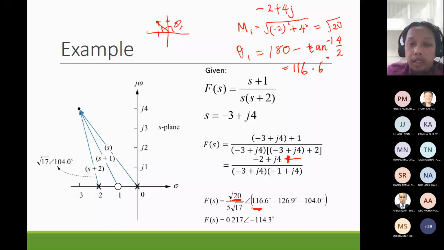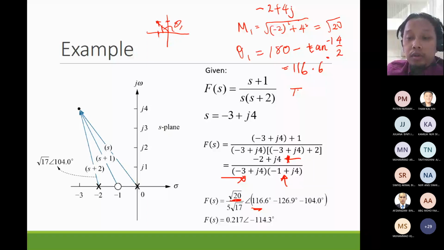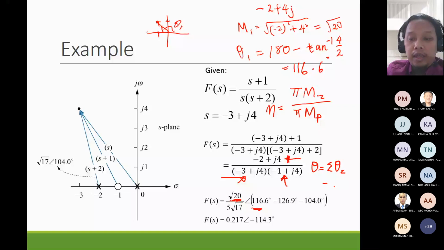And then you calculate similarly the magnitude and angle for this one, and also the magnitude and angle for this one. And then to find the overall magnitude, you just find the product of the magnitudes of the zeros divided by the product of the magnitudes of the poles. So this is the overall magnitude. And then for the angle, you find the sum of angles of zeros minus the sum of angles of poles. Okay, so that's why there's a minus here.